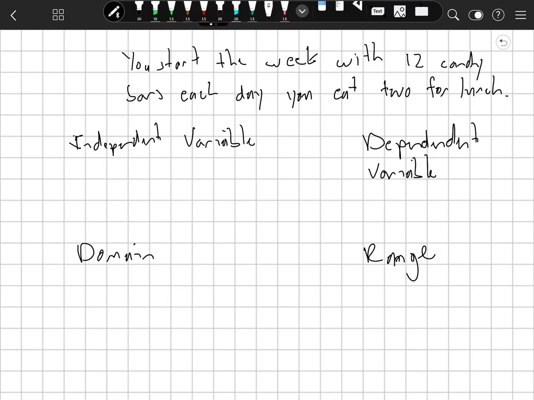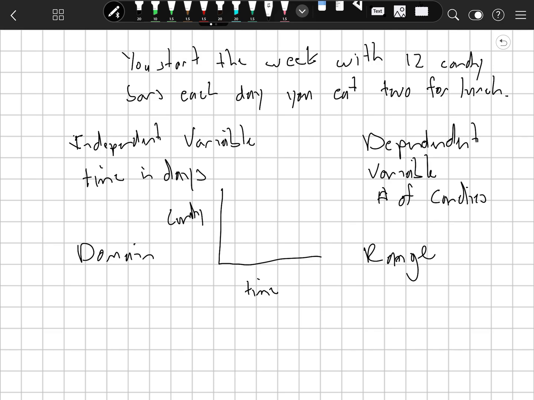Let's look at another one. You start the week with 12 candy bars. Each day you eat 2 for lunch. Okay, so the independent variable, remember time is usually the independent variable, so we're going to say time in days. And the dependent variable is number of candy bars. So if we were to make a graph, we'd have time here, and we'd have candy here.